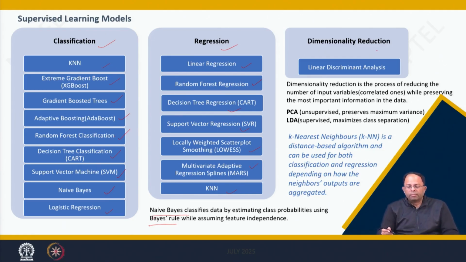Again, KNN is something which you will find in dimensionality reduction as well. Sorry, I'm mistaken.